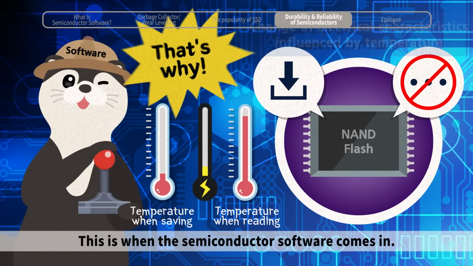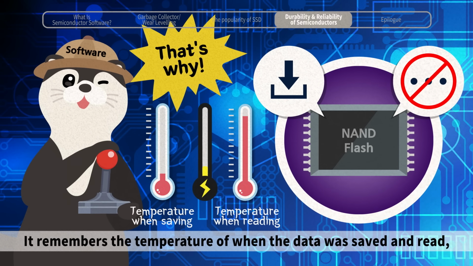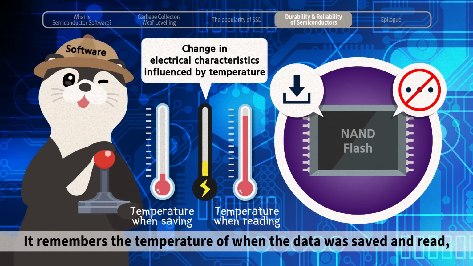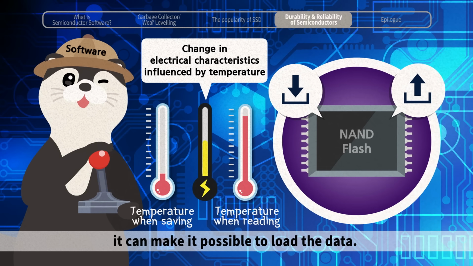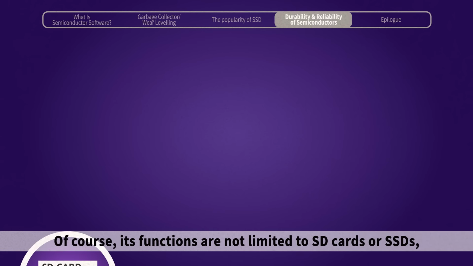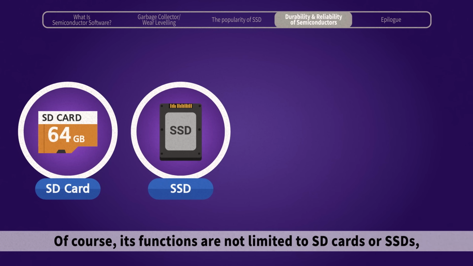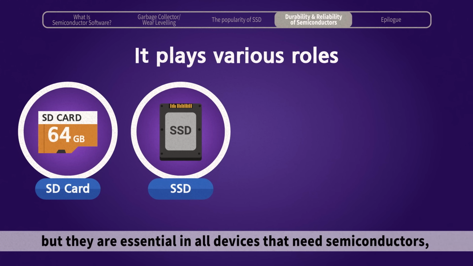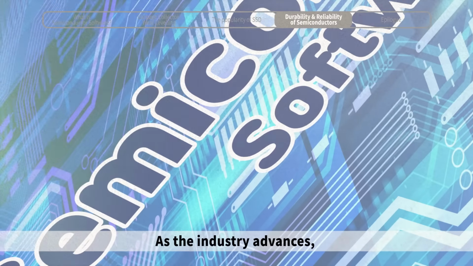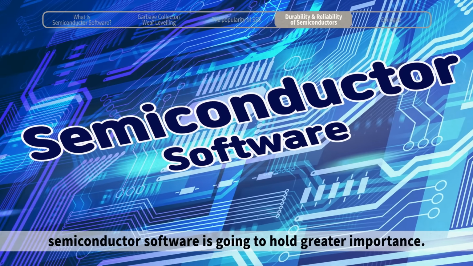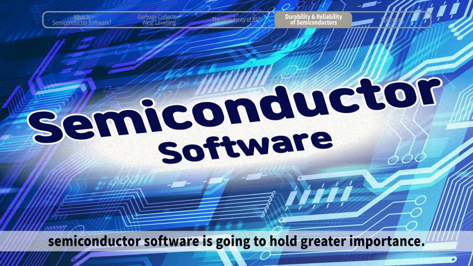This is when the semiconductor software comes in. It remembers the temperature of when the data was saved and read, so that despite there being a difference in temperature, it can make it possible to load the data. Of course, its functions are not limited to SD cards or SSDs, but they are essential in all devices that need semiconductors, such as smartphones and automotives. As the industry advances, semiconductor software is going to hold greater importance.